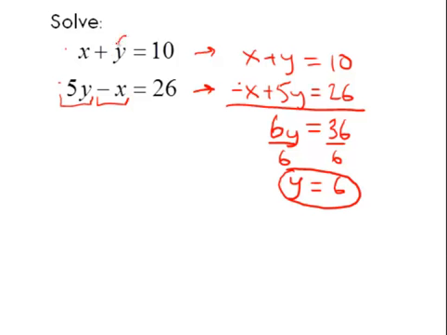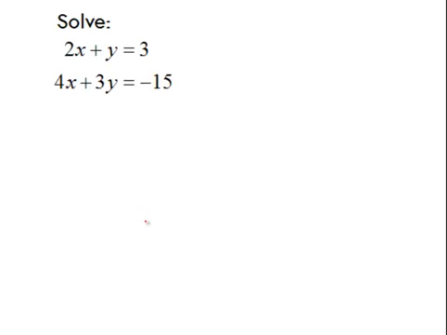Plugging in a 6 for y, you could probably figure out in your head that x would have to equal a 4. So we've got a combination of numbers, a 4 for x, a 6 for y. I already know what makes this top one true. Let's test the bottom one. 5 times 6 is 30. Minus 4 does indeed give us 26. So there's our answer.